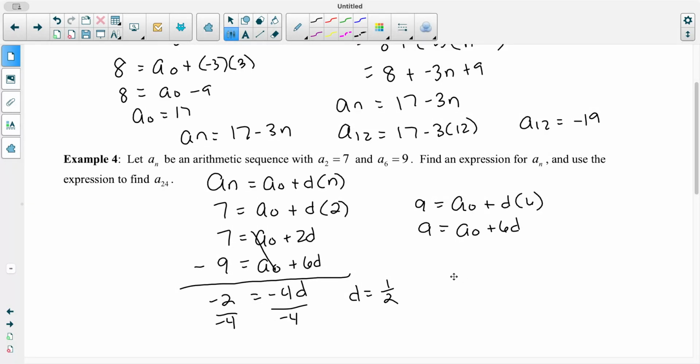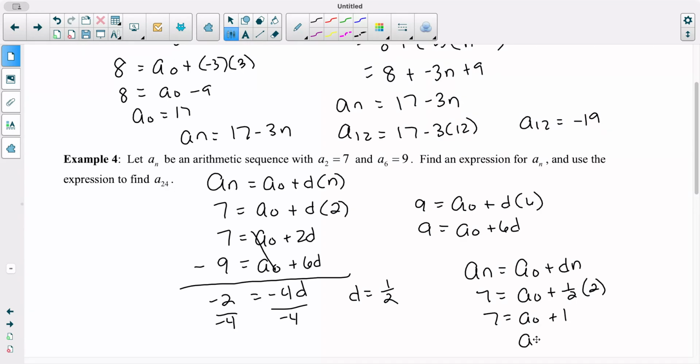Okay, so now I can go back, like I said, and do what I did before, using either one of these terms and using either one of these forms, whichever one makes you more comfortable. So I'm going to do both just so we can actually practice it. n equals a sub 0 plus dn. All right, so I'm going to use 2, my second output: 7 equals a sub 0 plus 1/2 times 2. 7 equals a sub 0 plus 1.